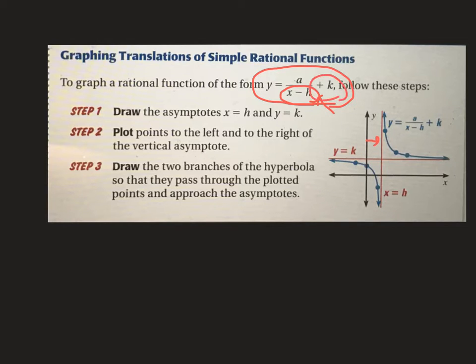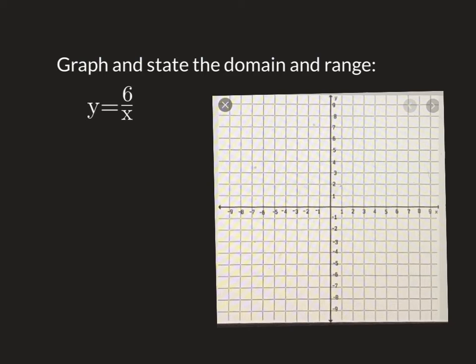The plus k on the outside, because it's outside, is going to shift your asymptote up or down, depending on if it's positive or negative. That should not be a surprise to you either. Okay, what I have left in this video are 3 examples. Make sure you understand them really well, and I think you'll be good to go. So let's look at them.